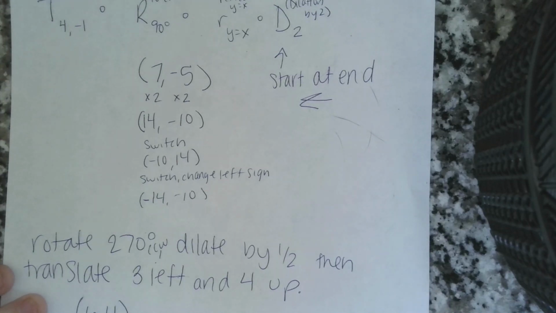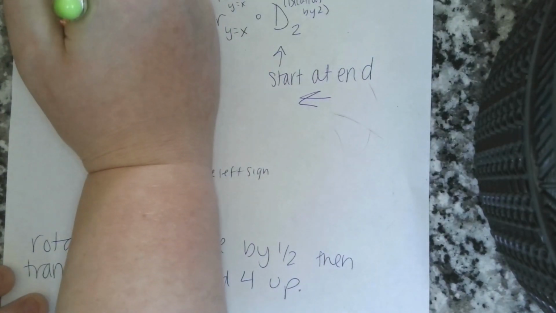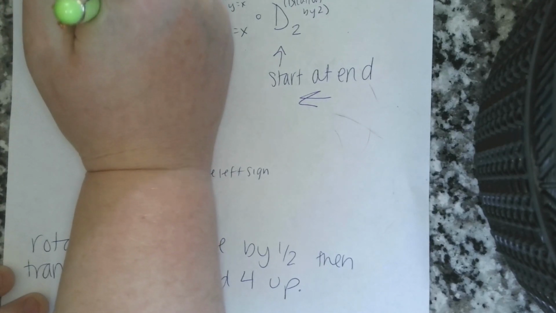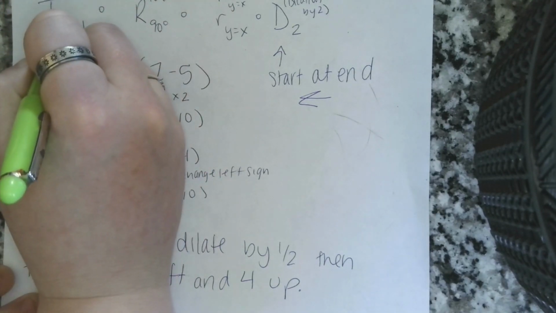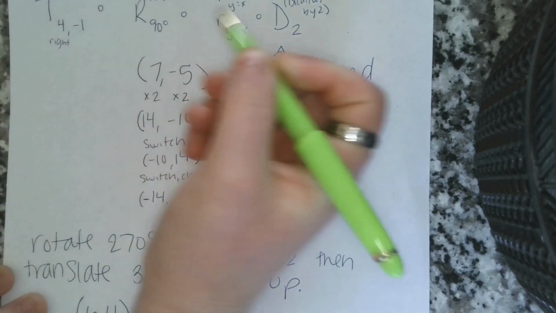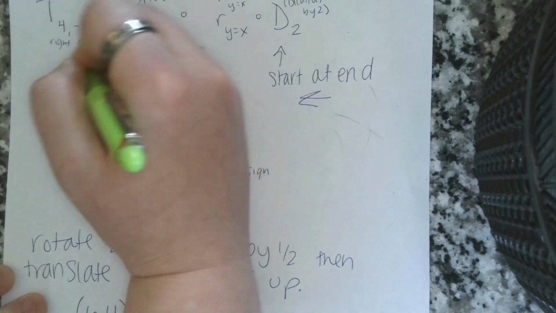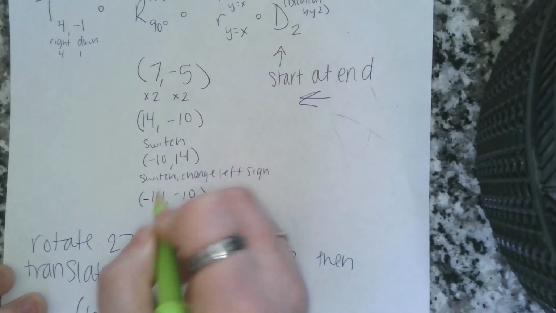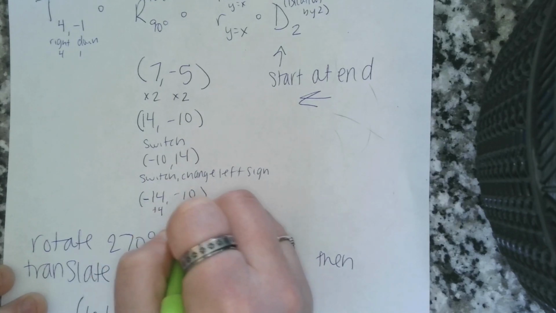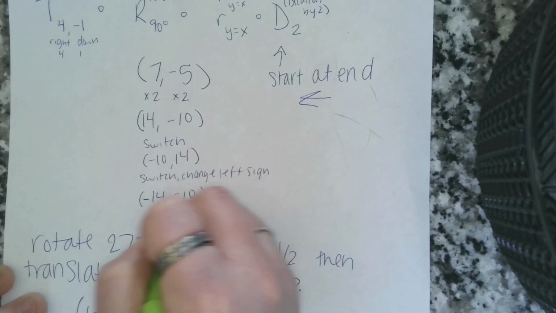So then our very last piece, after we put the negative with our rotation, is to do our translation. Remember that this first number goes left to right, so this would be 4 right. The second number is up or down, so we'd go 1 down. So plus 4 minus 1, and our final ordered pair will be negative 10, negative 11.